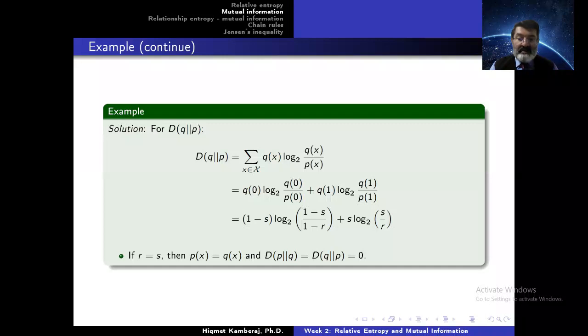Now, we can notice that if r is equal to s, then P(x) is equal to Q(x), and the relative entropies of P from Q and Q from P are both equal to 0.